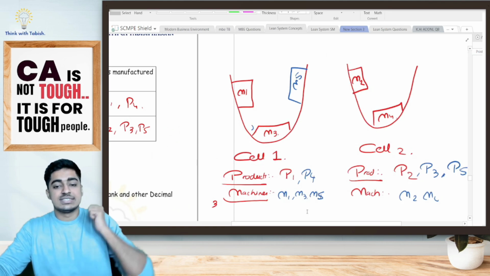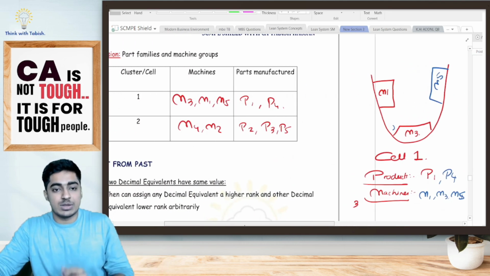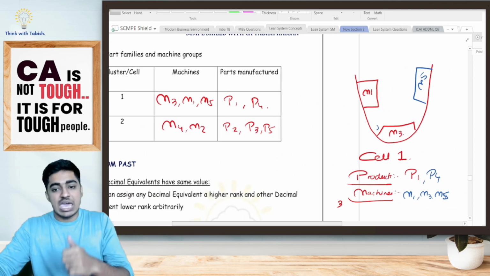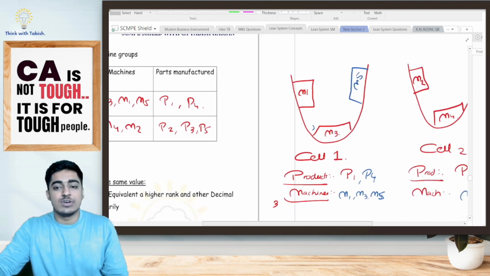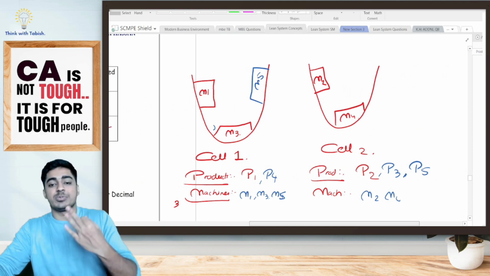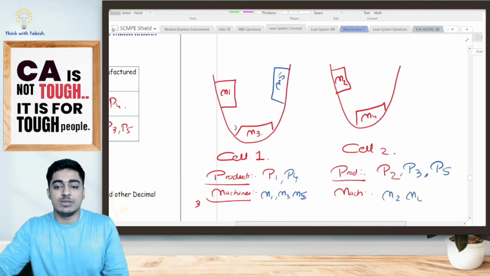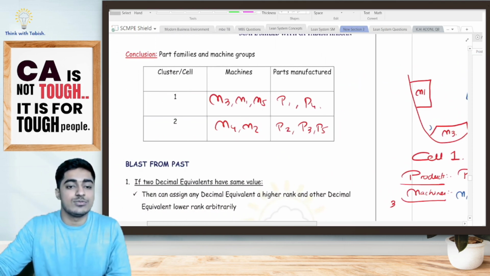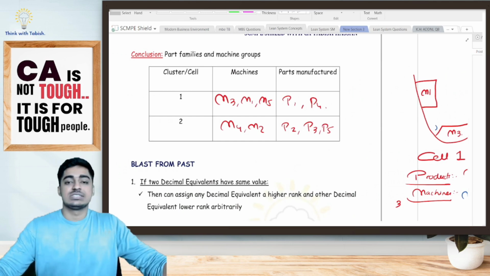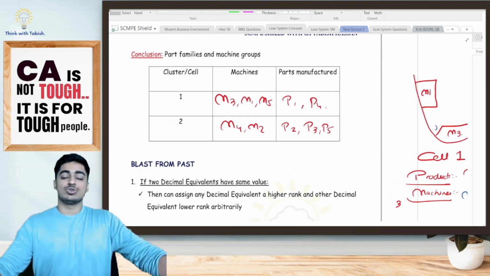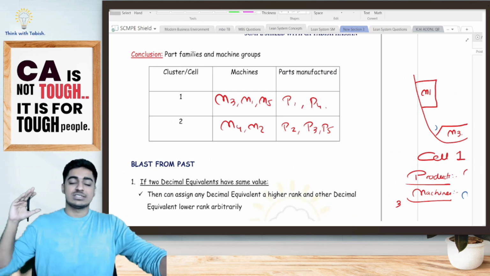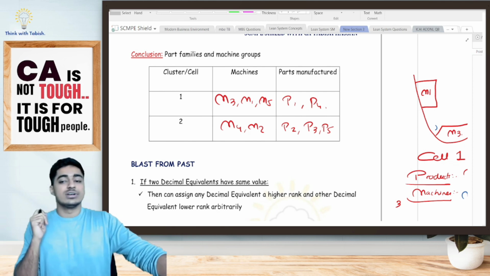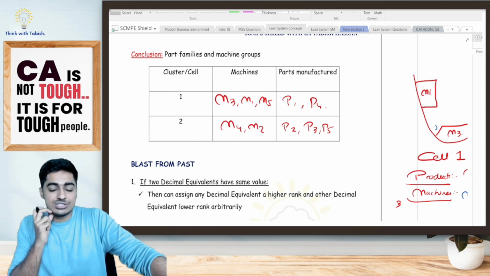Look at this. Cell 1, P1 and P4 we are producing. We have three machines, M1, M3, M5. Cell 2, we are producing three products, P2, P3, P5. We want two machines, M2 and M4. Did we get our answer, students? Yes, with this the rank order clustering algorithm is over. Is this clear, students? Any doubts till here?